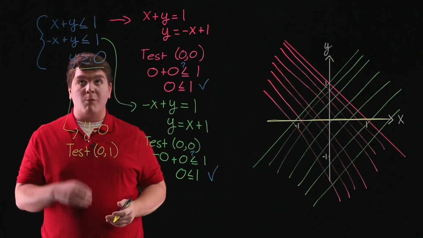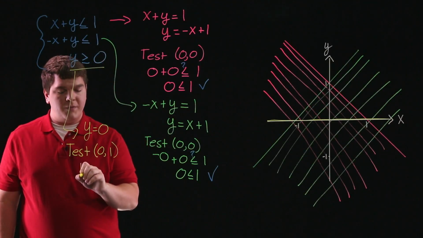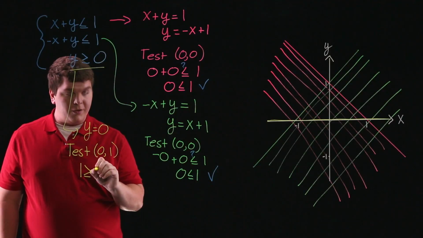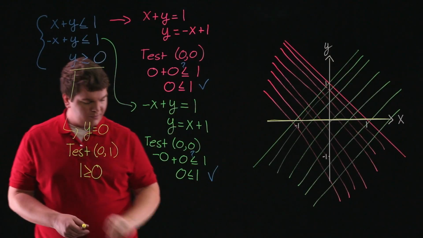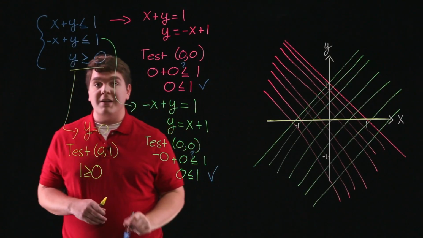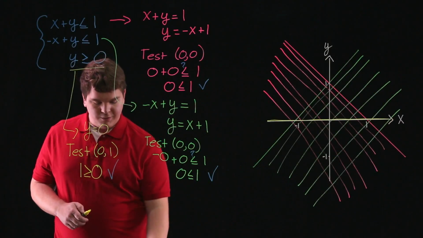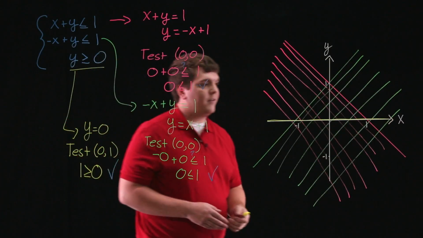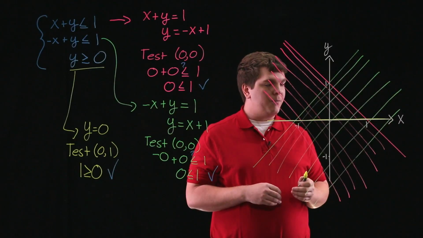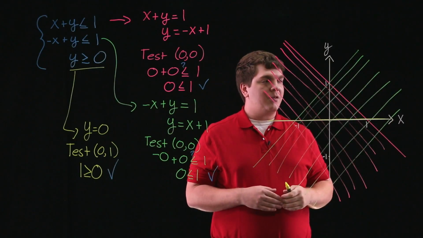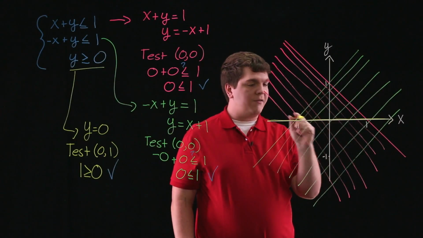Substituting 0 in for x and 1 in for y, we want to know, is 1 greater than or equal to 0? Well, 1 is in fact greater than or equal to 0. So we'll shade the side of the line y equals 0 which includes the point (0, 1). So everything above the x-axis.